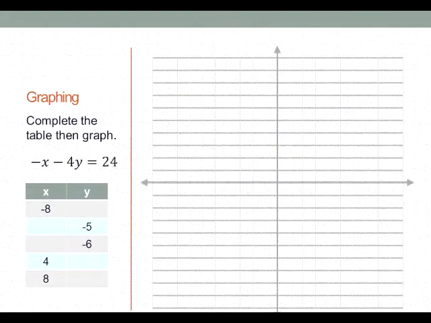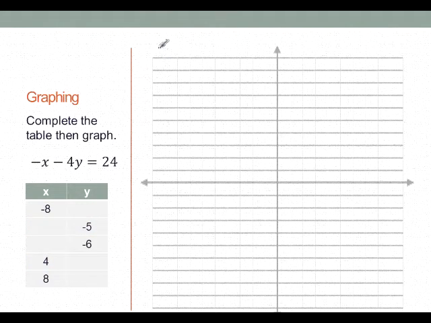So let's take a look at this example. Complete the table, then graph. We're given the equation negative x minus 4y equals 24, and a t-chart with given values of x and given values of y. For all 5 of these problems, we're going to just plug in and substitute the given variable and solve for the unknown. So a couple solving type problems, and we will plot the points. Let's take a look at the first one.